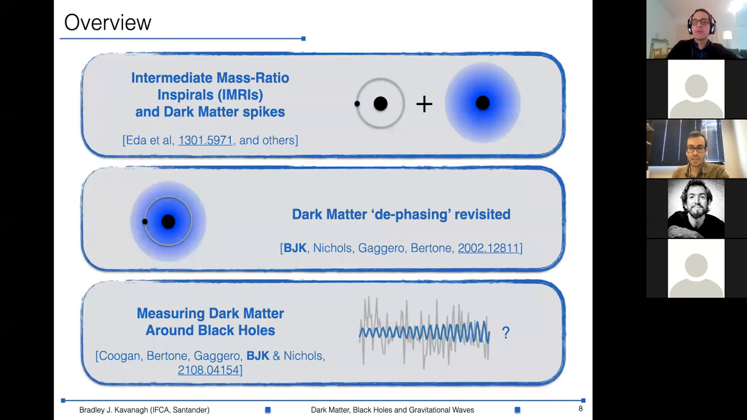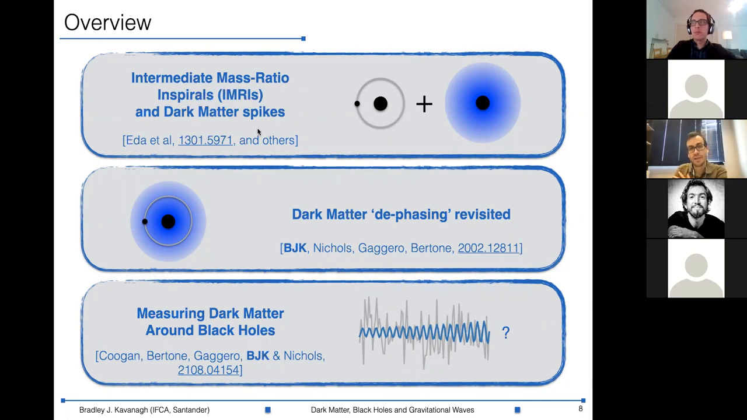Okay, and so this is the very, very rough overview of what I'm going to say for the rest of the talk. I'll start off telling you about the systems that I'm interested in, the physical systems that I would like to see in gravitational waves, in the hopes of saying something about dark matter. These things are called intermediate mass ratio inspirals.